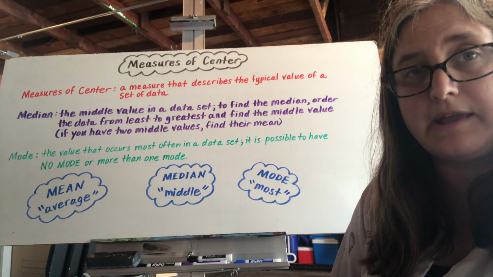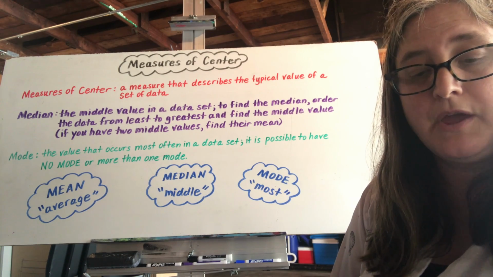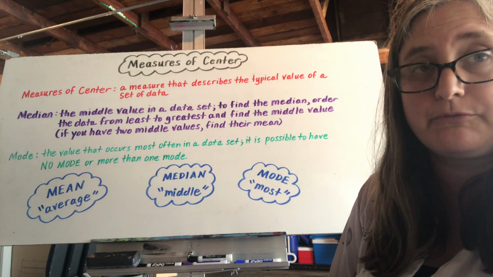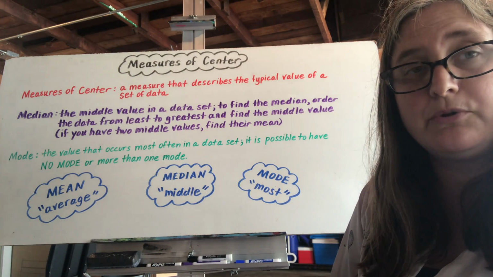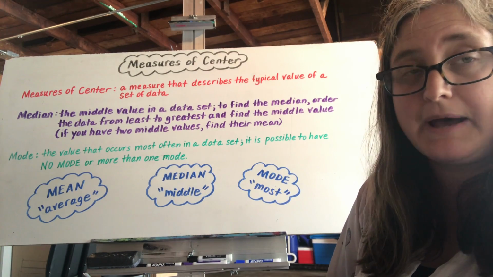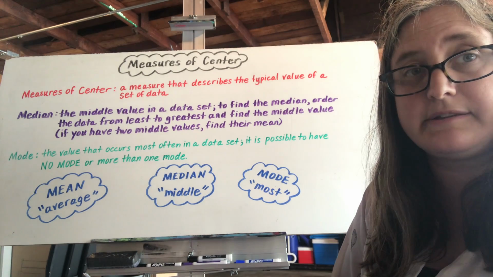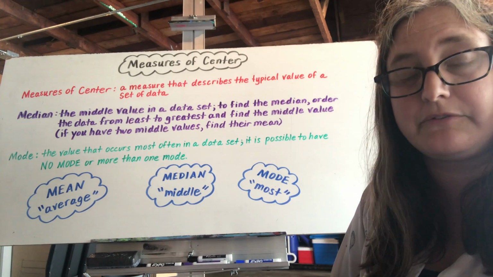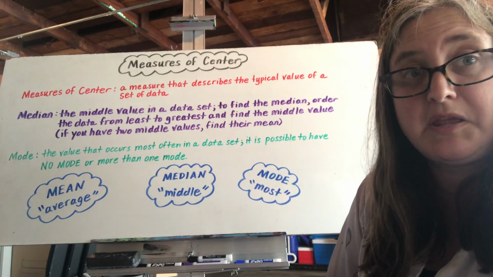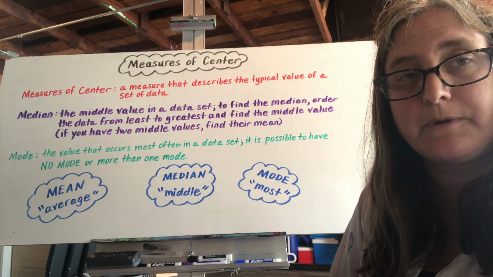Mode is another example of a measure of center. Mode is the value that occurs most often in your data set. And mode is unique because there is a possibility a data set will have no mode. There's also a possibility that a data set will have more than one number as the mode. Sometimes even 3 or 4 numbers as the mode.